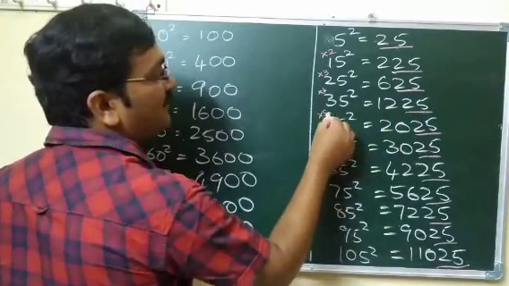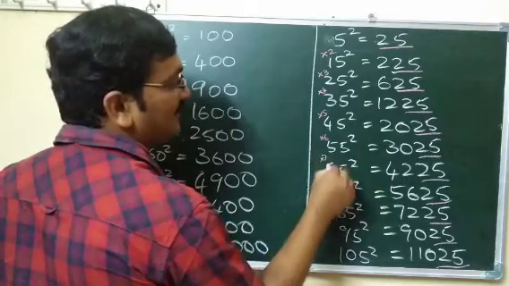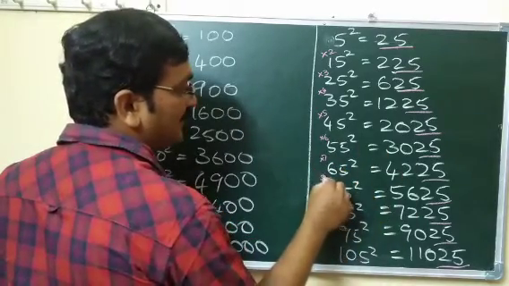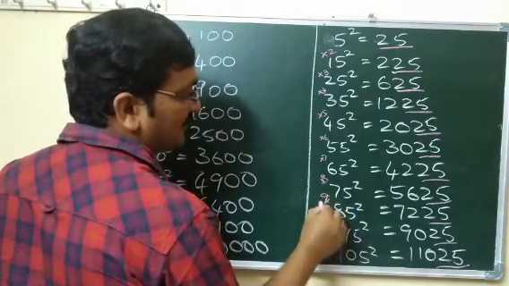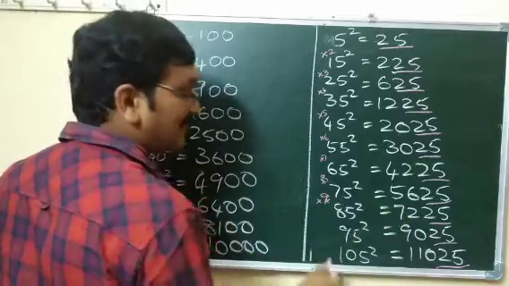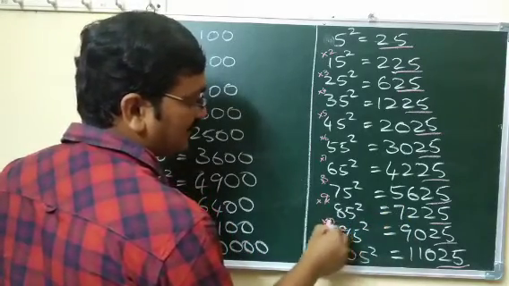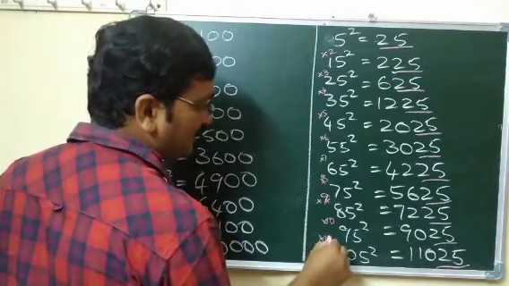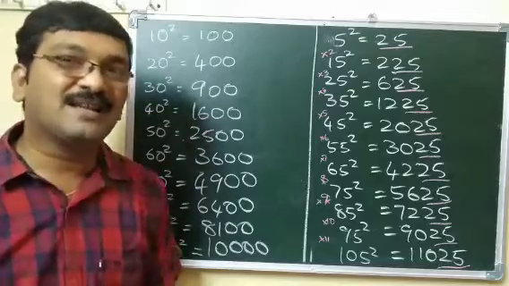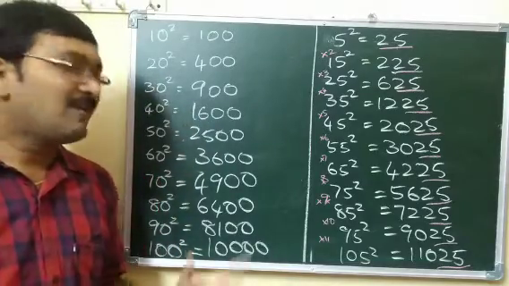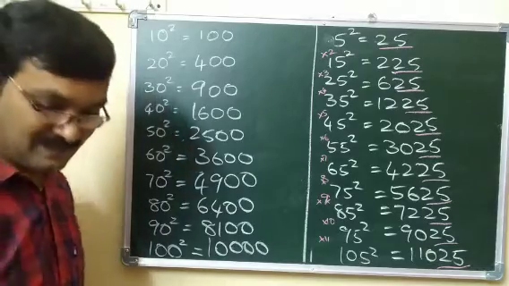Next, 4 into 5, 20. Next, into 6, 5 into 6, 30. Into 7, 6, 7 is a 42. So into 8, 7, 8 is a 56. So into 9, 8, 9 is a 72. Into 10. So 9 into 10, 90. So next into 11. So 10 into 11, 110, then 25. I use that technique. Already this one I gave in my another video also.